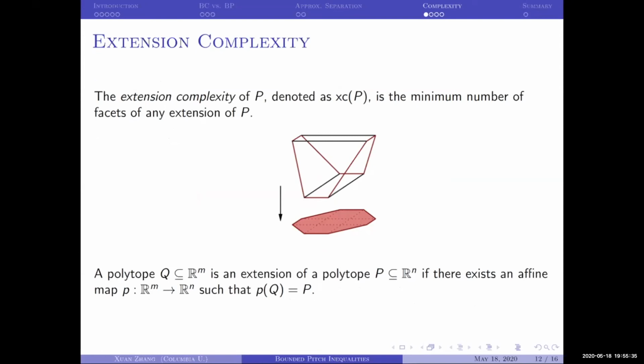It's clear that as the pitch increases, the sheer quantity of inequalities will increase. But we're interested in whether the quality of the inequalities also increases, or whether the inequalities are getting more complex. We'll measure this complexity by extension complexity. Let's think of a polytope P, and the extension complexity of P is the minimum number of facets of any extension of P. An extension of a polytope is just a polytope lying in a higher dimensional space, which can be affinely projected exactly to the original polytope P.